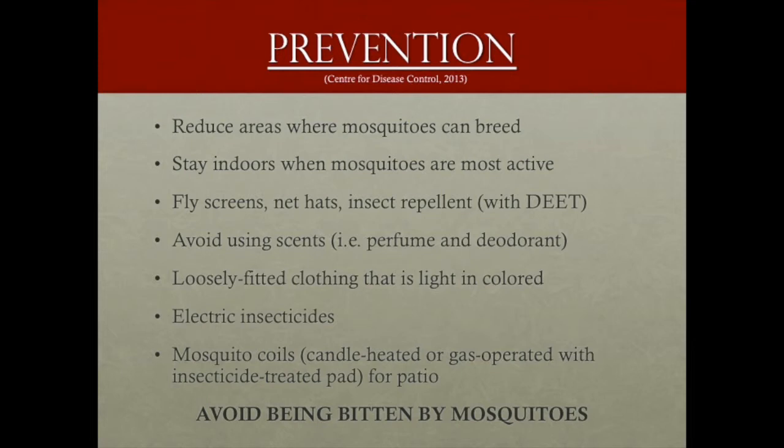Purchase fly screens, net hats, and insect repellent that has DEET, keeping in mind that the repellent only provides protection for up to 4 hours. Avoid using scents such as perfume and deodorant. Wear protective clothing that covers the skin and is loosely fitted and light in color. Make use of electric insecticides. Place mosquito coils that are candle heated or gas operated devices using insecticide treated pads on your patio.